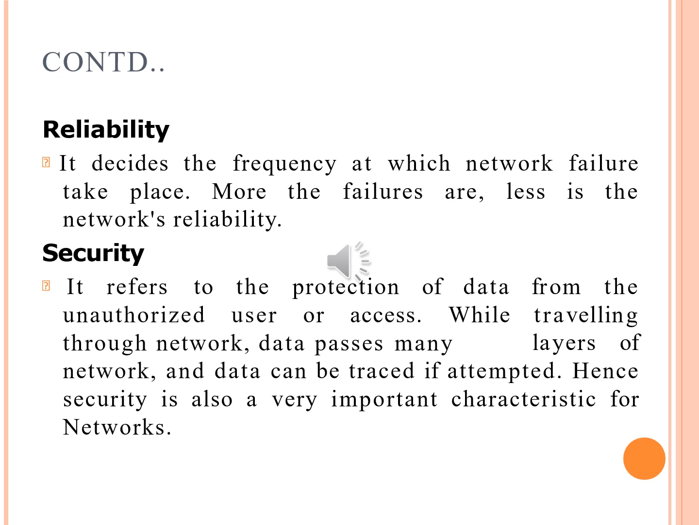We have security. Security is nothing but the protection of data from unauthorized users or access. It means we have an intimation within the network when someone is going to hack or obtain our data, so we can easily identify who is going to hack or obtain it. Our data transmission must be secure.